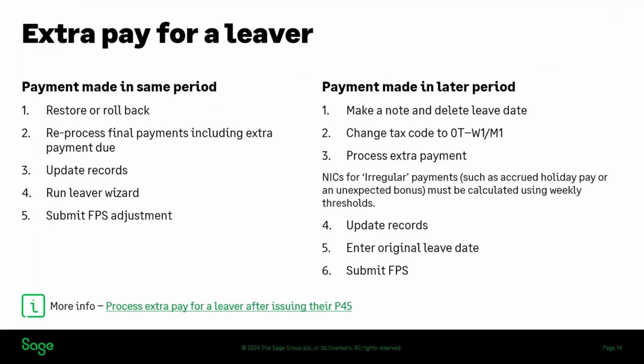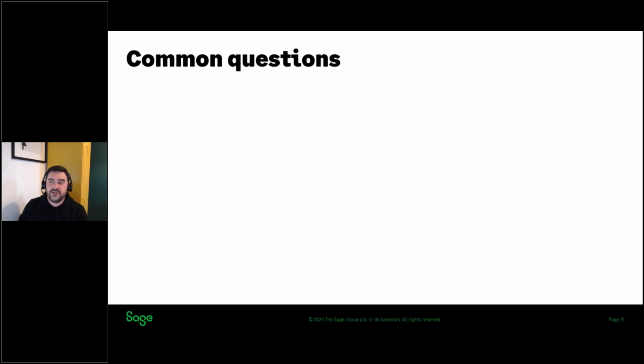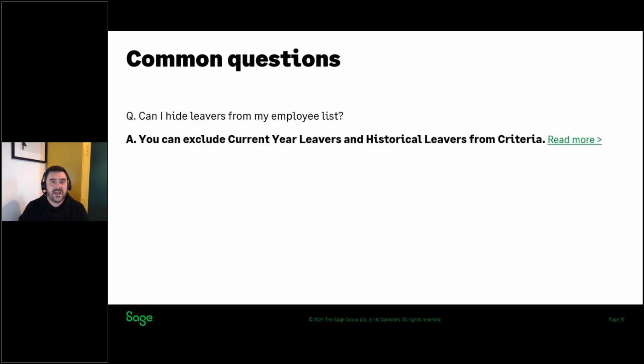As I say, more guidance on that one is available on the link. A few other common questions I want to just briefly cover off, and I have linked to further information on some of these. So is it possible to hide leavers from your employee list? Absolutely yes. You can exclude both current year and historical leavers from your criteria settings above the employee list.